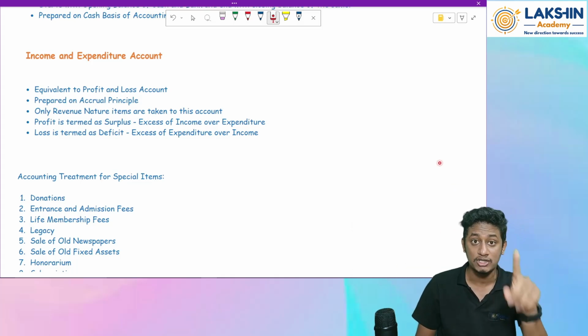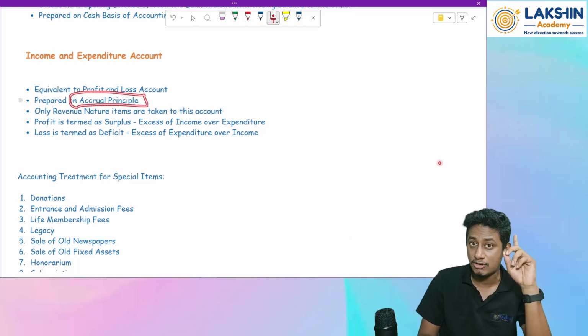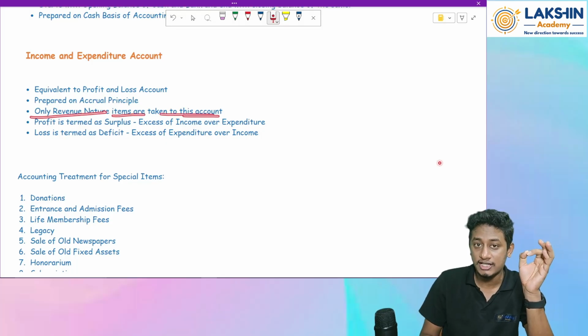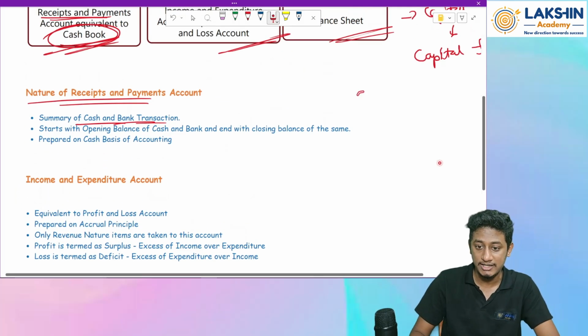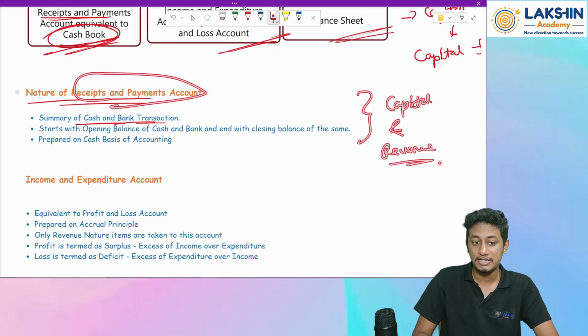Because that expense belongs to this year. Clear? See, accrual basis I have clearly explained in the P&L account of the sole proprietorship. Please look it over there. Only revenue nature items are taken to this account. That means in my receipt and payments account, both my capital and revenue items are taken to the receipt and payments account.